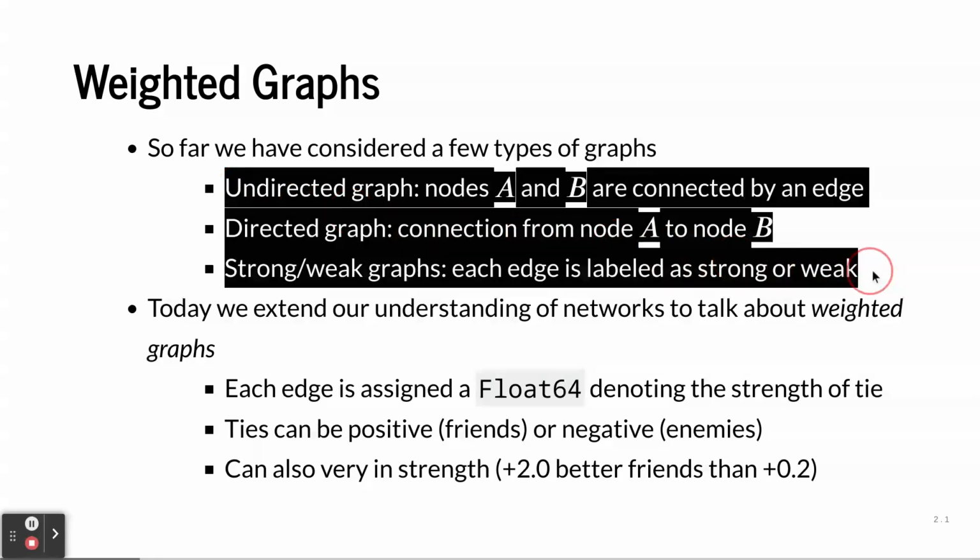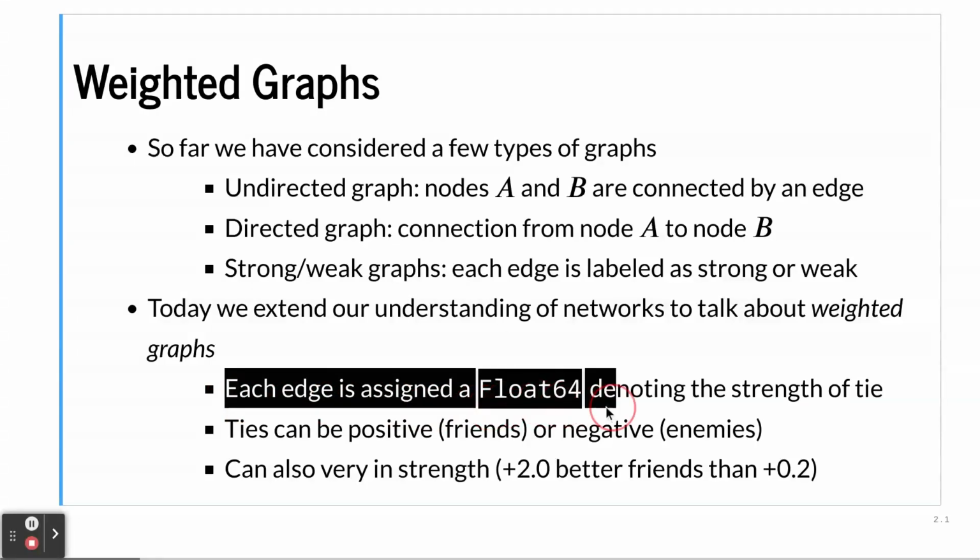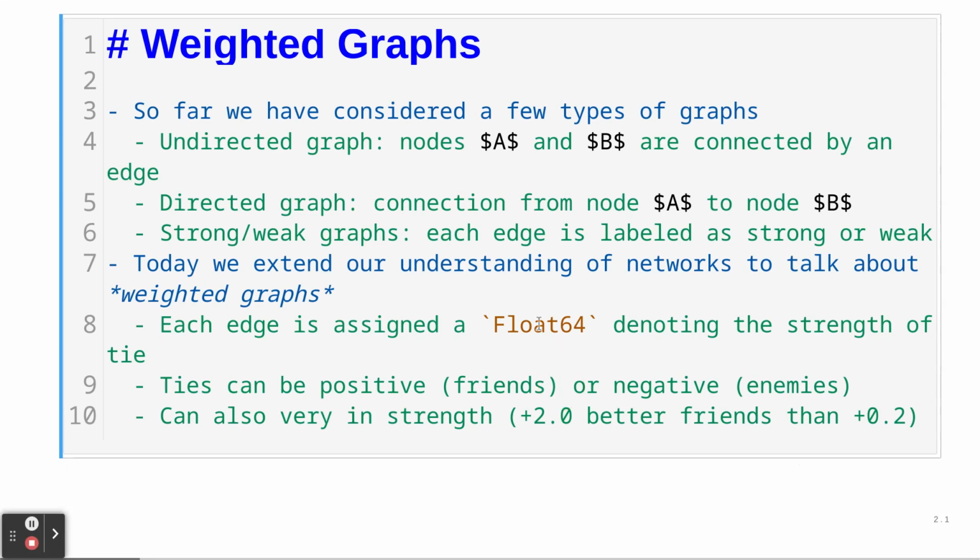So these are the types of graphs we've talked about so far. And today we're going to add one more extension. Now we are going to talk about what is called a weighted graph. Here, in a weighted graph, the difference will be that each edge will be assigned a floating point number. Python spells this just float.